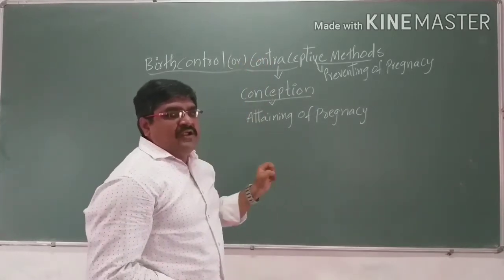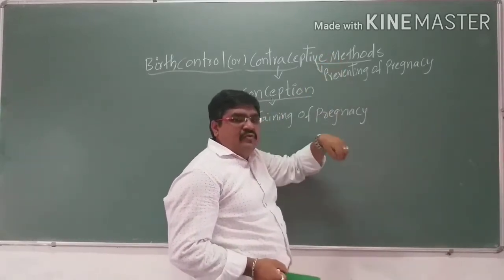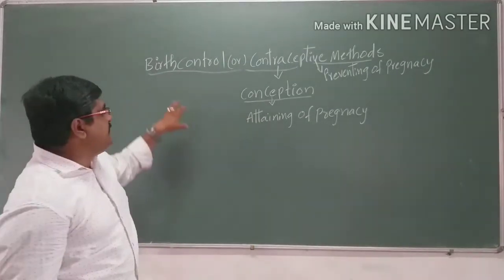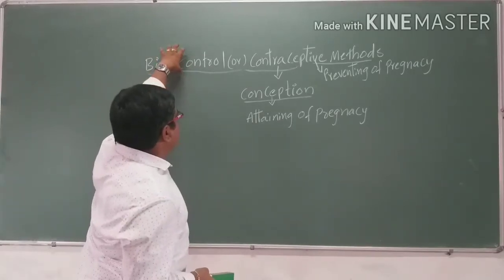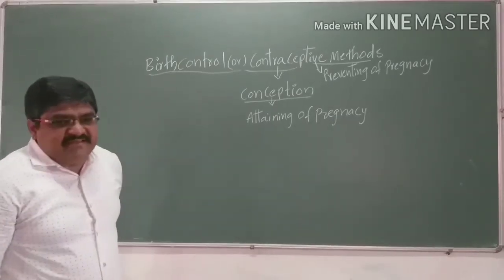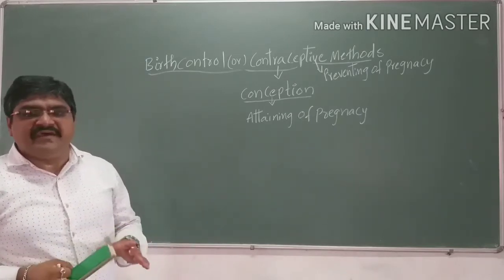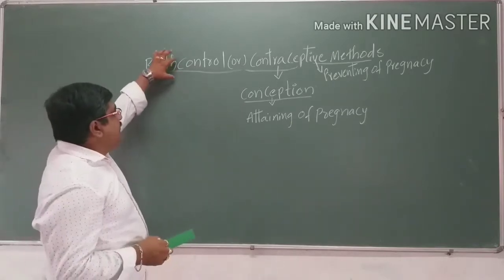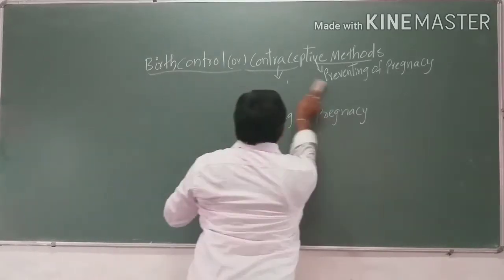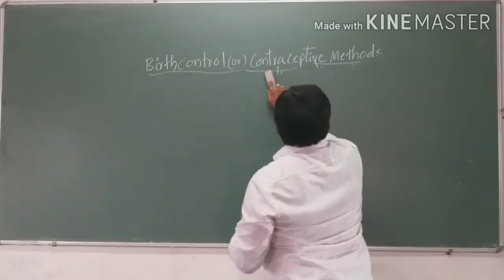So we are going to study the prevention of pregnancies. Contraceptive methods are about how to prevent pregnancy, and otherwise we can use the word birth control methods. Birth control means not attaining pregnancies, that means controlling the gap from one child to another child. Now we'll discuss this concept, birth control and contraceptive methods.